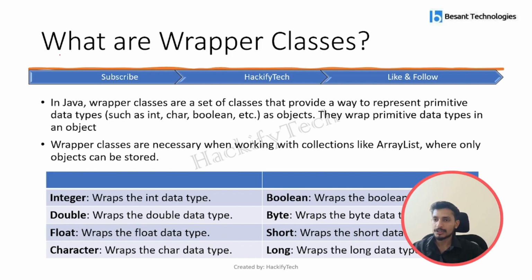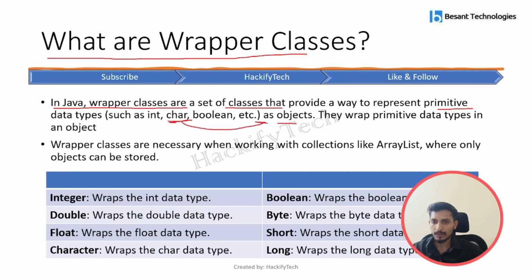The next question we have in this series is, what are wrapper classes? In Java, wrapper classes are a set of classes that provide a way of representing primitive data types as objects. Primitive data types are not objects. Also one more point, Java is not a 100% object oriented programming language just because of these primitive data types. These wrapper classes are very useful when we are working with collections, like array, list, queue, stack, etc.